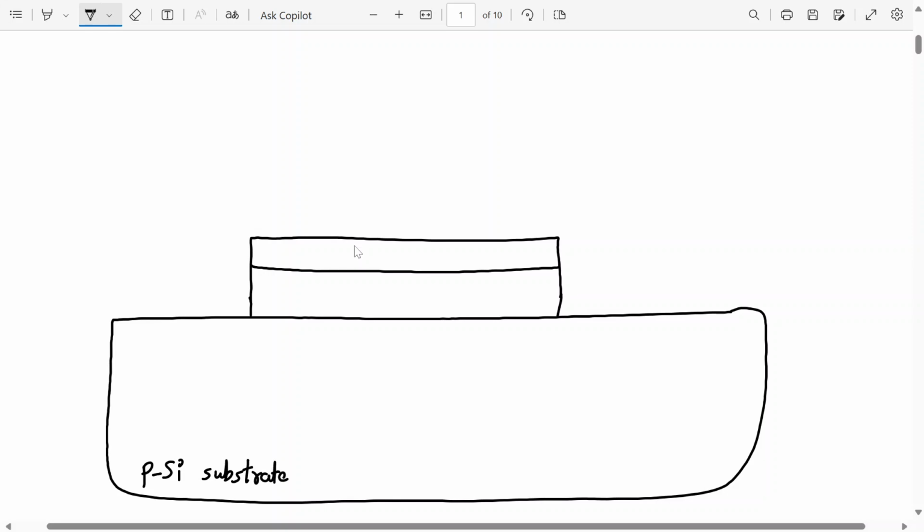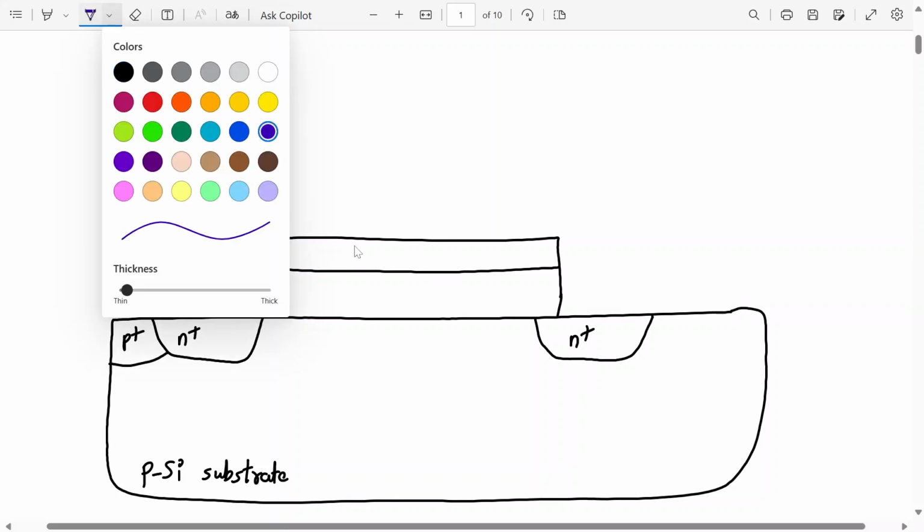Okay, I have the source and the drain region over here. This is my source, this is my drain region, N plus source, N plus drain. Okay, and the body terminal is over here also. This is P plus. So let me mark the terminals now.